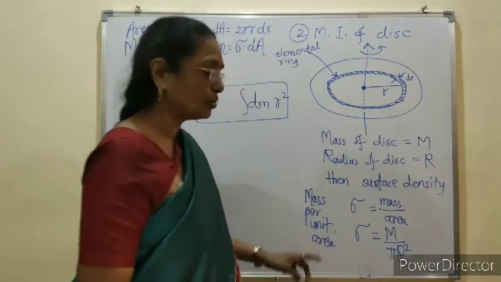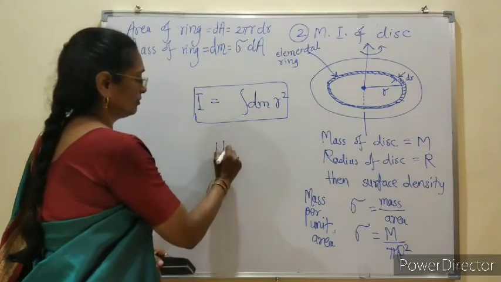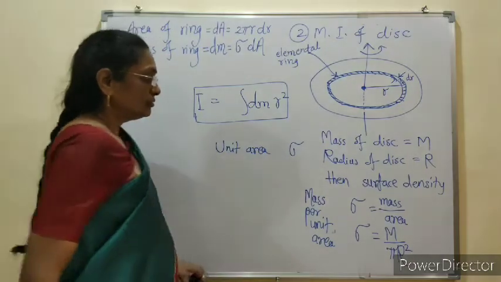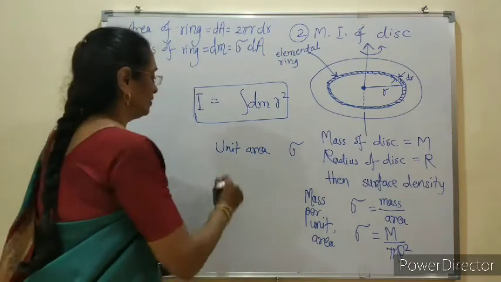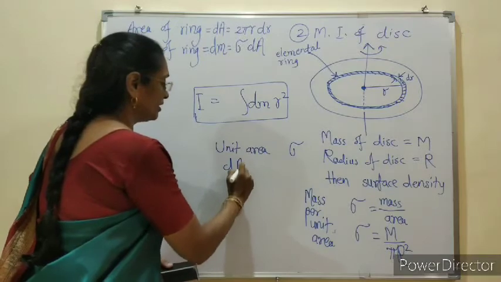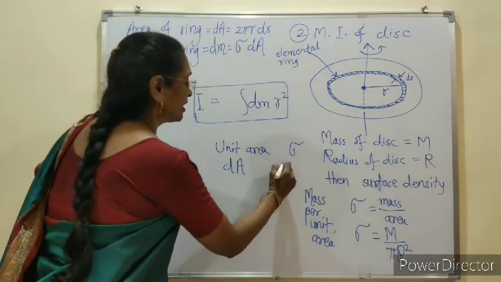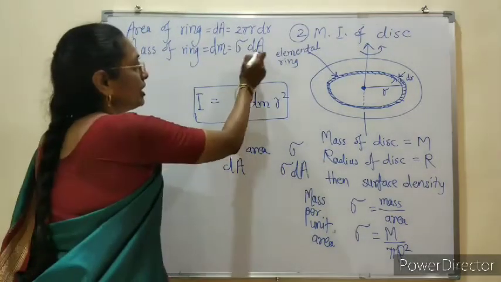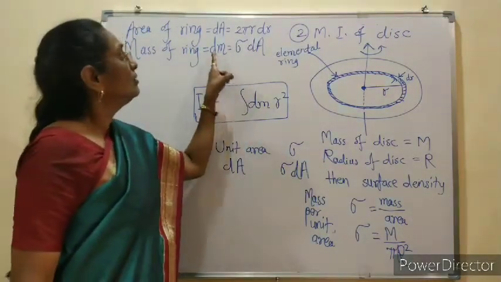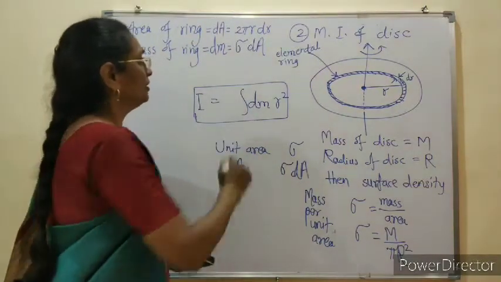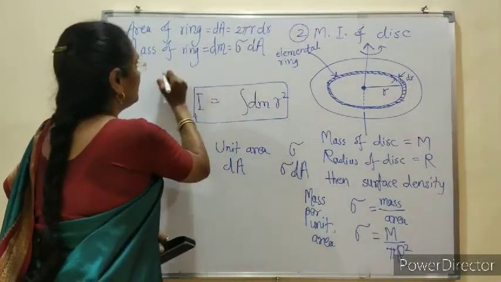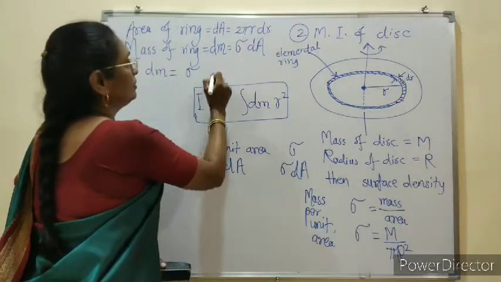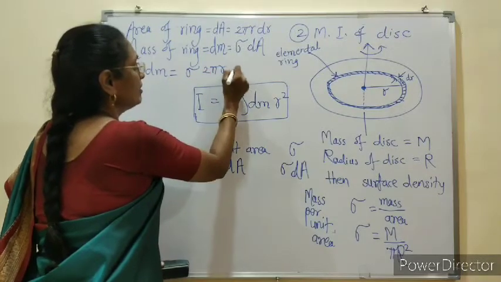Here you have to note that for unit area, mass is sigma. Therefore, for the area dA, mass can be equal to sigma into dA. So here we have written mass of the ring as sigma into dA. So here dm can be written as sigma into twice pi r dr.